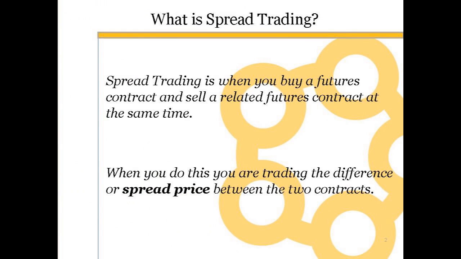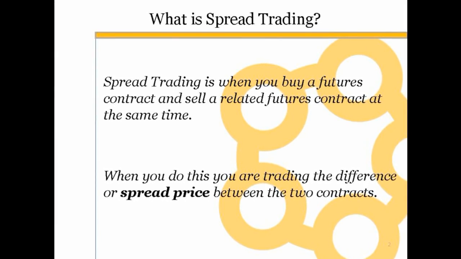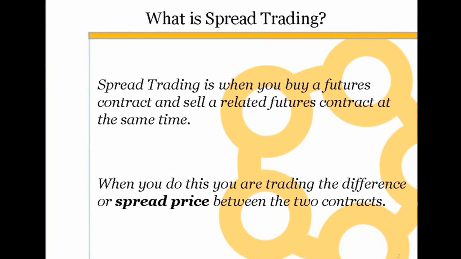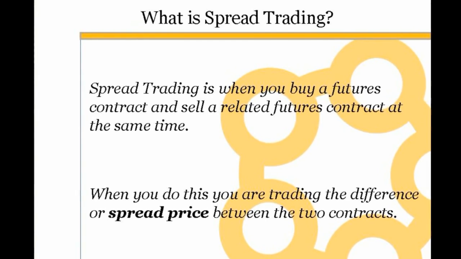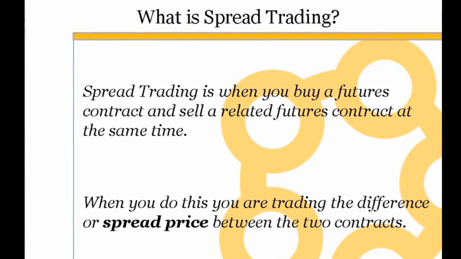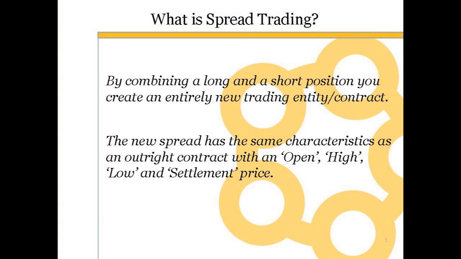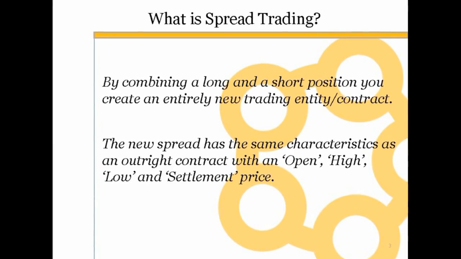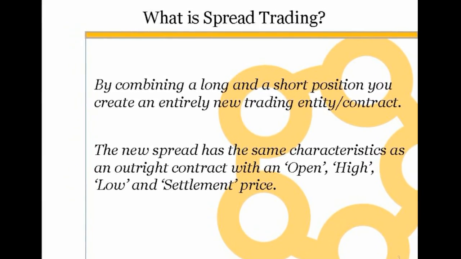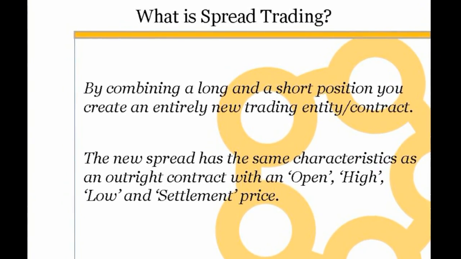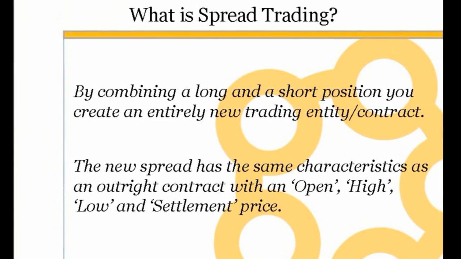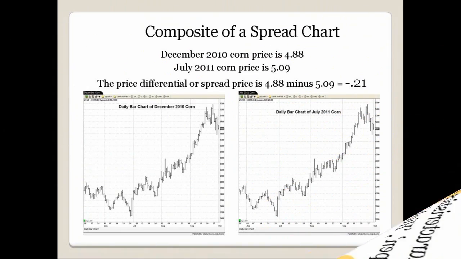Spread trading is when you buy a futures contract and sell a related futures contract at the same time. When you do this, you are trading the difference, or spread price, between the two contracts. By combining a long and short position, you create an entirely new trading entity, which is essentially a new futures contract. The new spread has the same characteristics as an outright contract with an open, high, low, and settlement price.